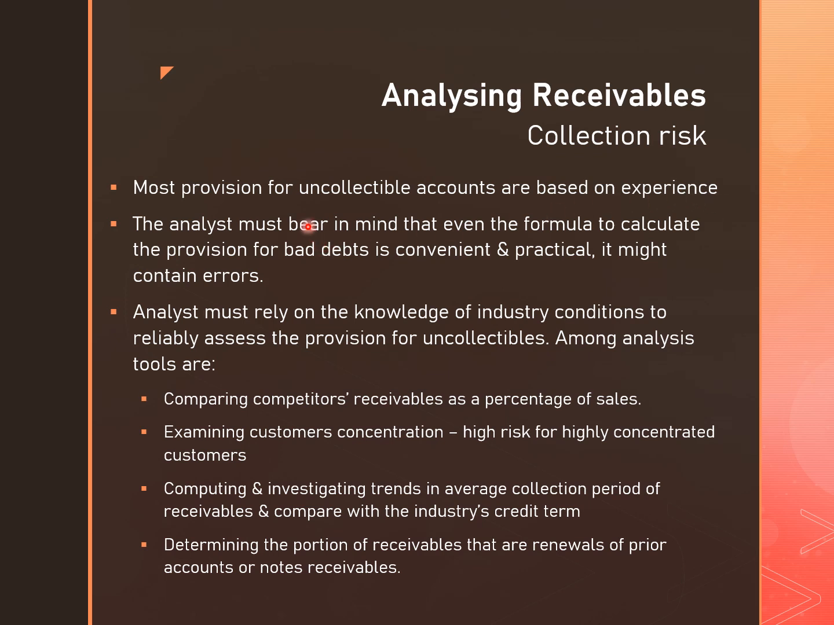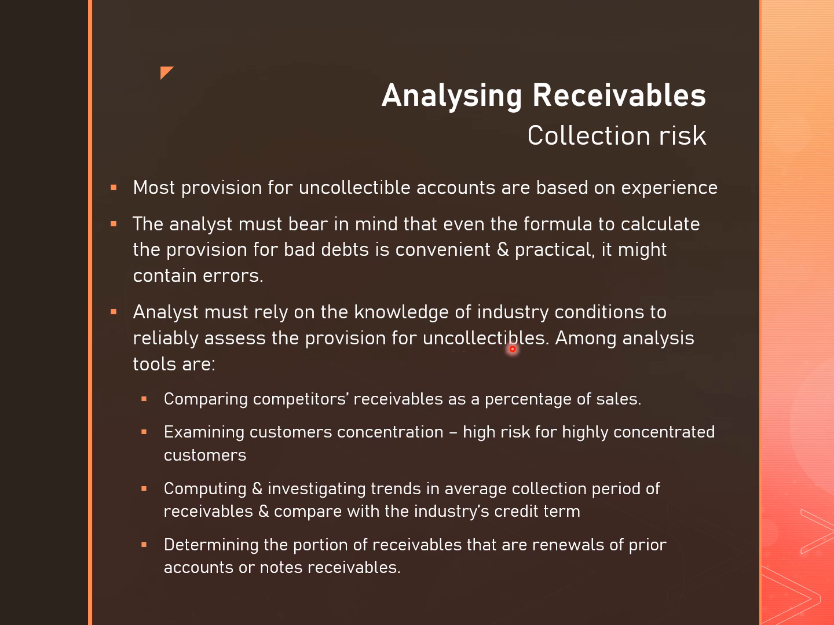So masa kita as analyst must bear in mind formula untuk kira the provision for bad debt ni is very easy, right? Because contoh macam 5% daripada 100,000. So 5% darab dengan 100,000, macam tu je. So it might contain error. Therefore, this analyst, dia kena rely on the knowledge of the industry untuk reliably assess dia punya provision for uncollectibles. So you have to be vigilant. You kena tahu macam mana industri tu operates untuk assess betul ataupun tidak banyak tu dia punya provision for uncollectibles.